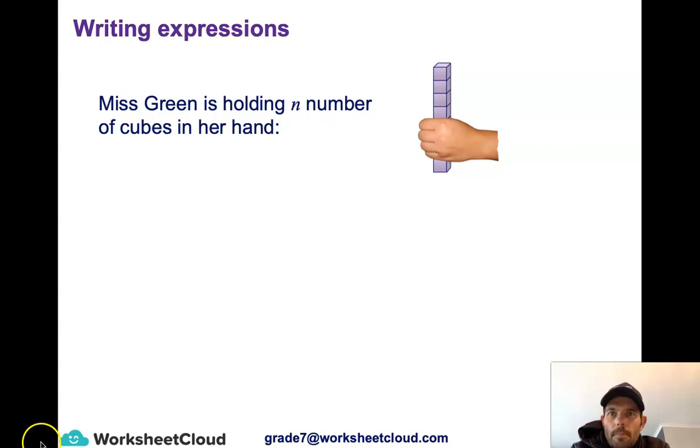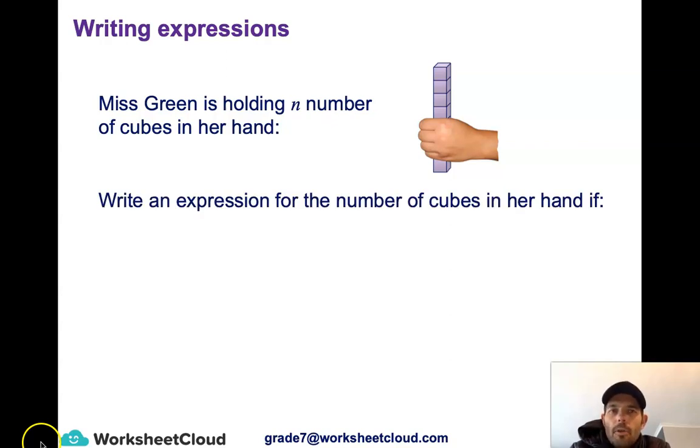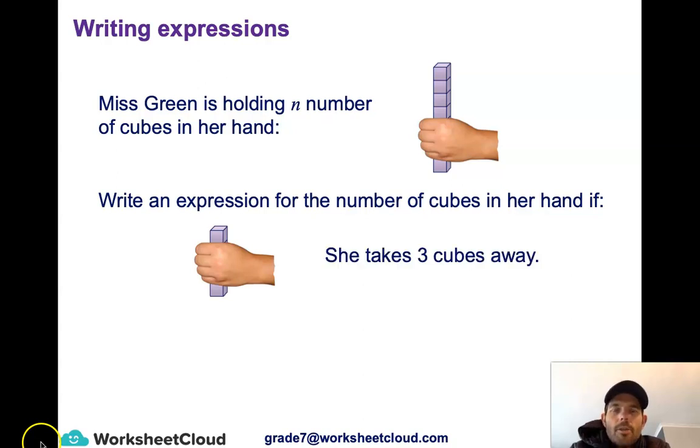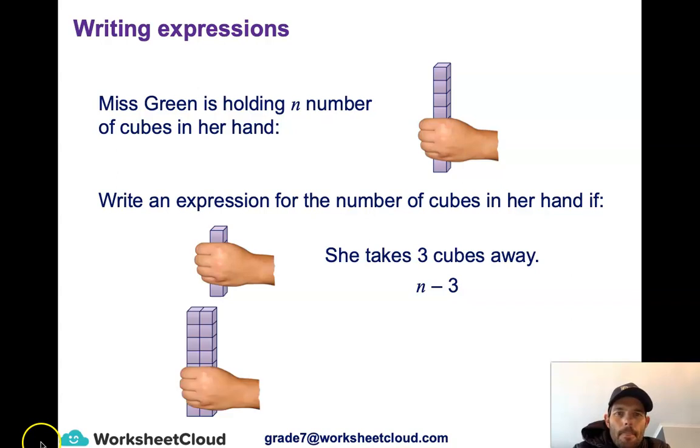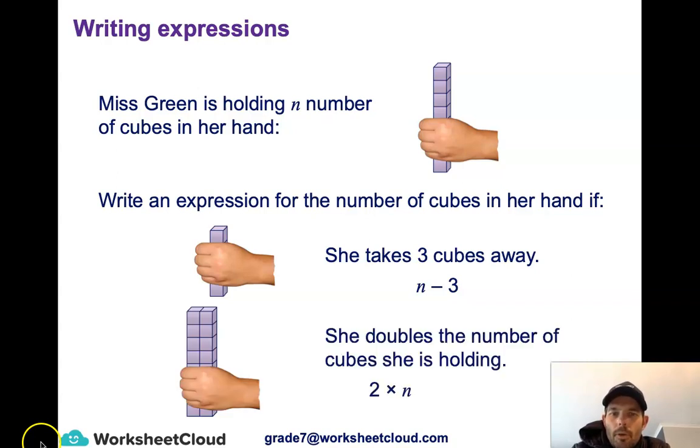So here are a couple of examples, and I'd like you to try and come up with the answer while I'm talking through it, and then I'll give you a couple of seconds before I flash the answer on the screen. Miss Green is holding n number of cubes in her hand. Write an expression for the number of cubes in her hand if she takes 3 cubes away. You would be correct in saying n minus 3. So we assign the letter n to however many cubes there were in the beginning. We didn't know how many cubes there were, so we assign it a letter. She doubles the number of cubes she is holding, so now it becomes 2 multiplied by n, which can be written as 2n. Okay?